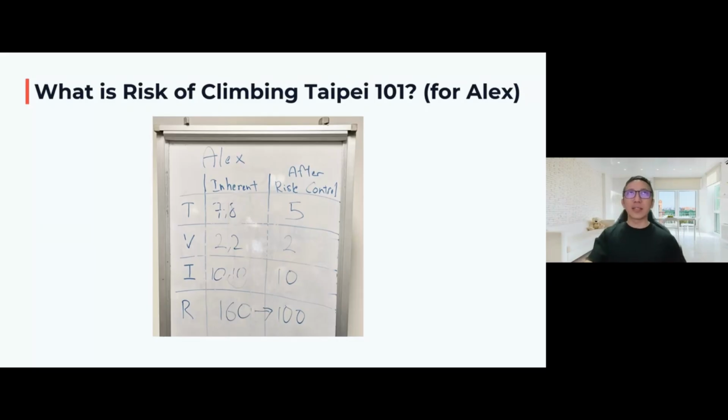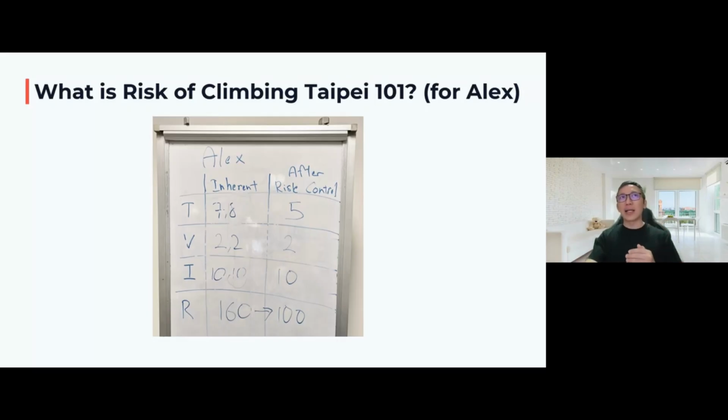So let's look at the first one, threats. You see 7, 8 because I actually asked two different groups to do some scoring. One group scored 7, one group scored 8. Then the other group scored 2 for vulnerability. You can see the vulnerability is actually quite low. That means they are looking at Alex as being skillful. That's why the vulnerability is very low.